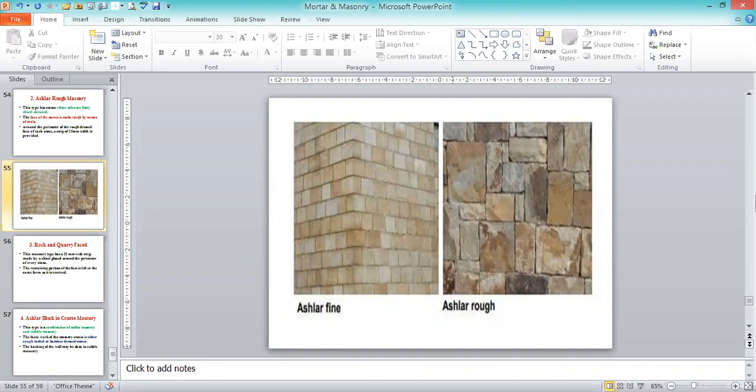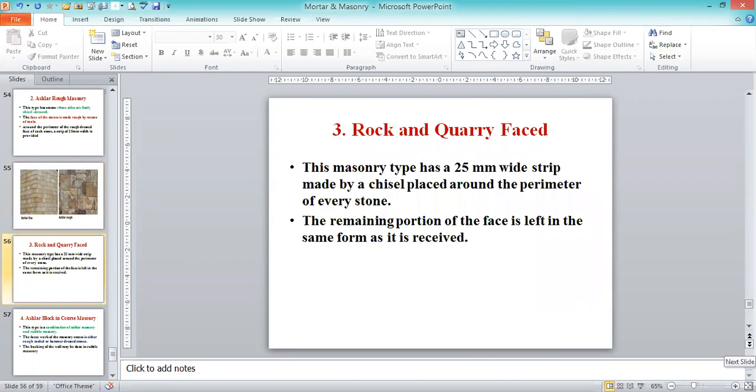Next we'll go for the third one, rock and quarry faced. Here there are two terms we use, rock and quarry. Directly the rock is taken from the naturally occurring material, and the dressed one is called the quarry one, extracted from the quarry and dressed. Both we are going to use, both combinations. Otherwise you can say rough and fine. The first one we already discussed is ashlar fine, the second is ashlar rough. Both we combine together and call it the third one, rock and quarry faced.